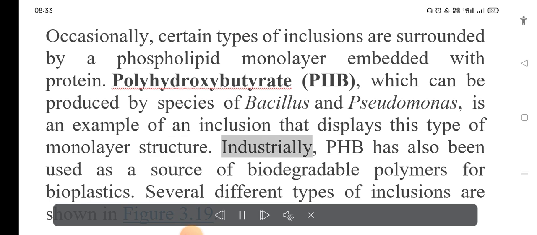Industrially, PHB has also been used as a source of biodegradable polymers for bioplastics. Several different types of inclusions are shown in Figure 3.19. Figure 3.19: Prokaryotic cells may have various types of inclusions. A transmission electron micrograph of polyhydroxybutyrate.